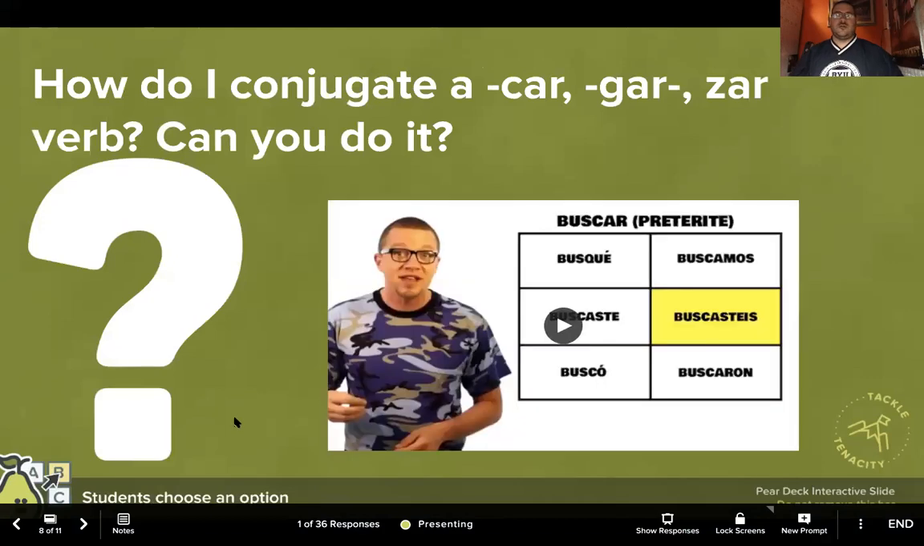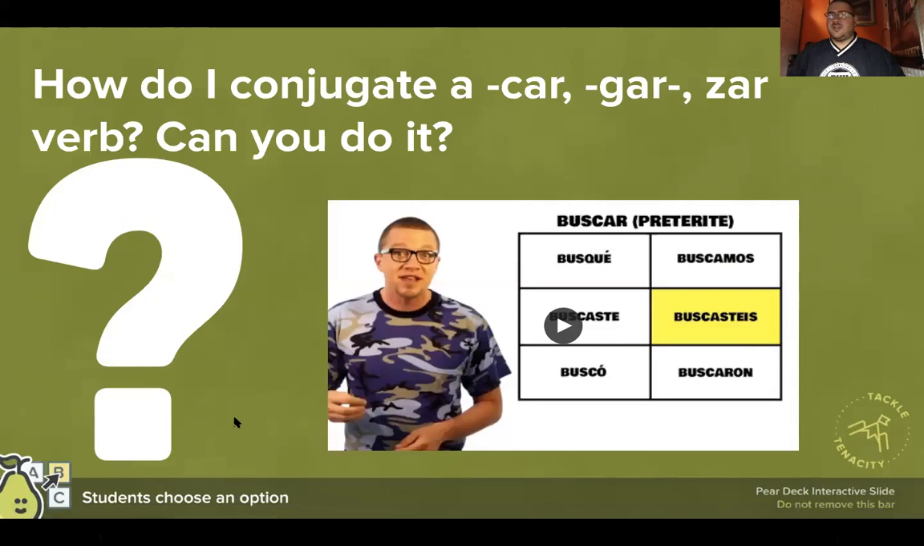Okay. Verbs that end in CAR, GAR, or ZAR get a spelling change in the yo form only, and the spelling change preserves the sound of the word. So when you say it, it sounds exactly the same. If you were just saying these words, you wouldn't have to do anything different. It's only when you spell the words that you have to make these changes. Pause this video, go watch the video in your notes, and then come back.